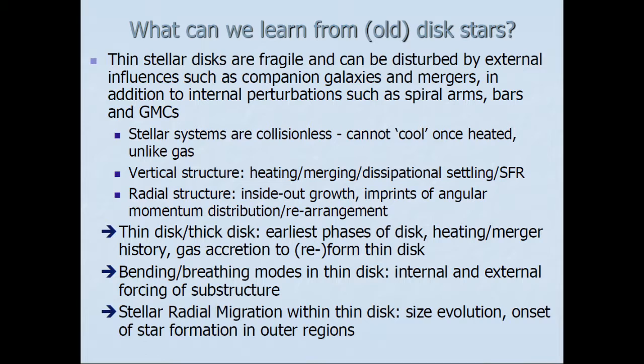So the radial structure could perhaps tell us the star formation history as a function of radius, imprints of angular momentum redistribution by looking at how the chemical abundances vary with the angular momentum of the stars as a function of radius, etc. Get some handle on whether disks have been rearranging themselves. I won't have time to mention this much, but there is a lot of current interest in something called radial migration, moving stars radially within disks. We'll be discussing the thin disk, thick disk dichotomy, the earliest phases of disk formation. Again, as I mentioned, the merger history of the Milky Way is in large part written in the age distribution of the stars as a function of height.